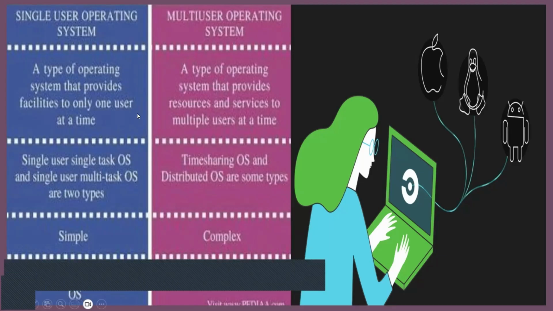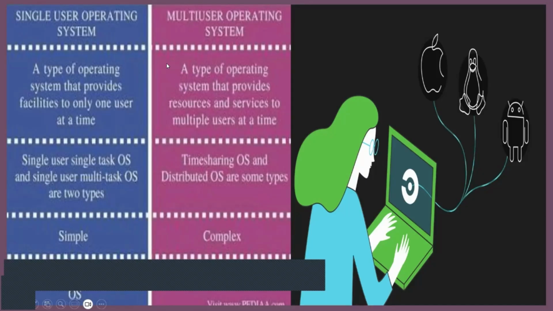Now let's study the single user and the multi-user operating systems that we have. A single user operating system provides a facility to only one person at a time. These systems are generally simple and come in two types, single task or multitask. Common examples include Windows and Apple Mac operating system. A multi-user operating system provides the resources and services to multiple users simultaneously. These are more complex systems such as time sharing or distributed operating systems. High performance examples include Unix and Linux.